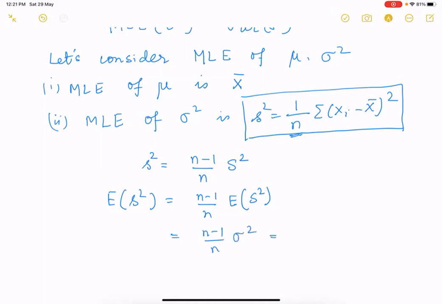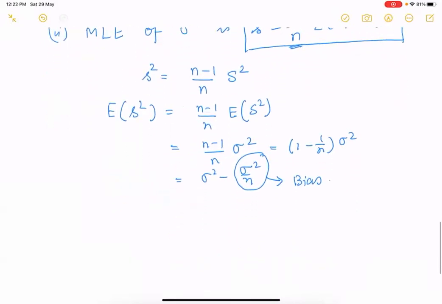So this is the same as 1 minus 1 by n times sigma square, or sigma square minus sigma square by n. So this is my bias. Okay. So that means the MLE of sigma square is a biased estimator.